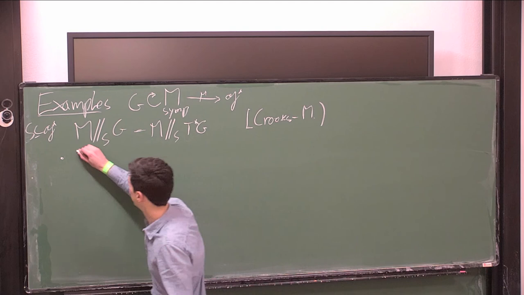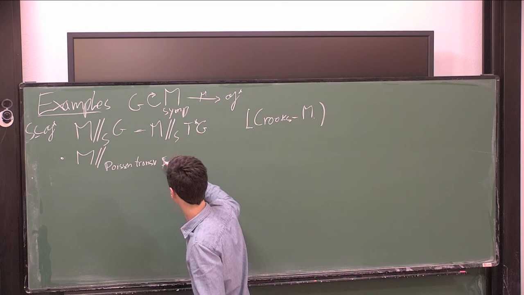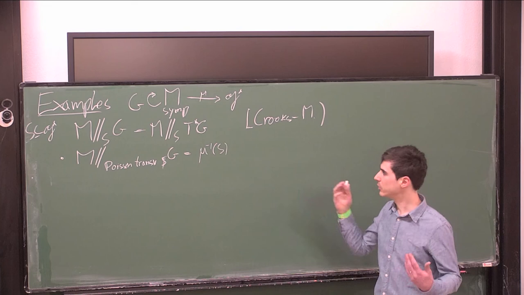Another nice case is the other extreme: if you take a Poisson transversal, the reduction at a Poisson transversal would be just the pre-image, because this stabilizer subgroupoid will be trivial in that case. So you recover the fact that the pre-image of a Poisson transversal is a symplectic submanifold.